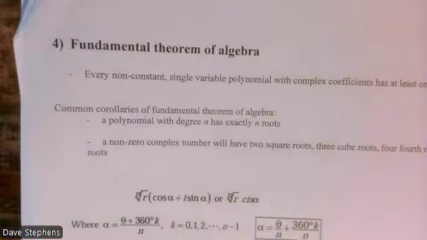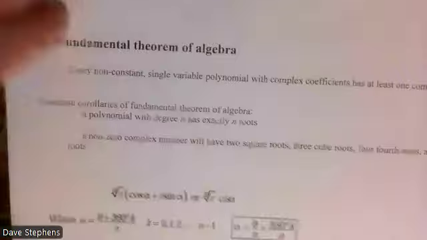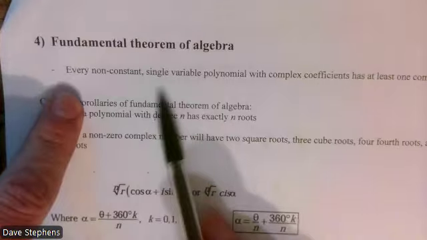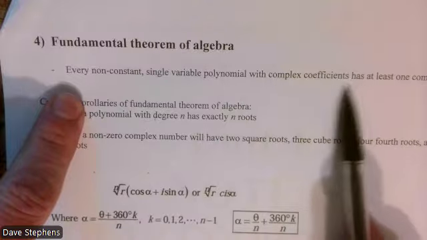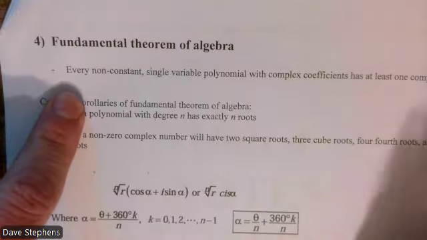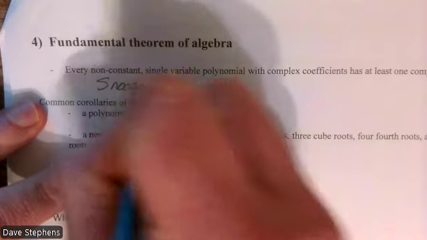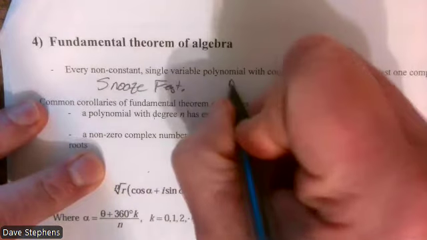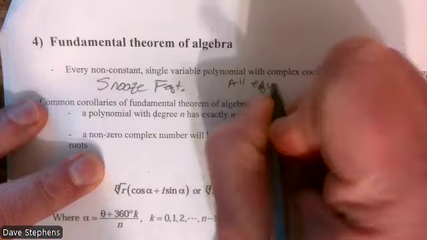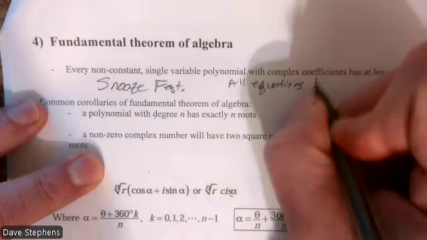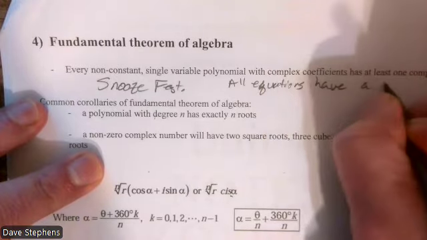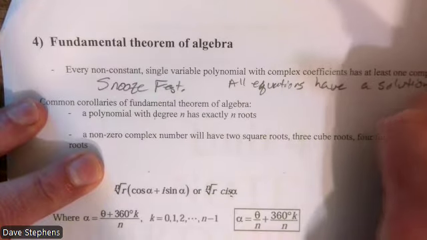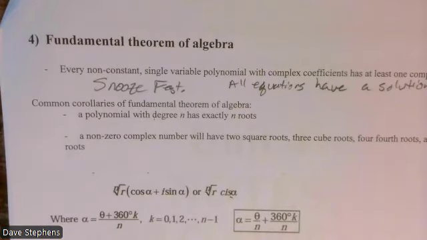Fundamental theorem of algebra. Why on earth are we talking about that all of a sudden? All right, so every non-constant single variable polynomial with complex coefficients has at least one complex root. That's just to say that all equations have a solution. Thank you. We've proven that all equations have a solution.